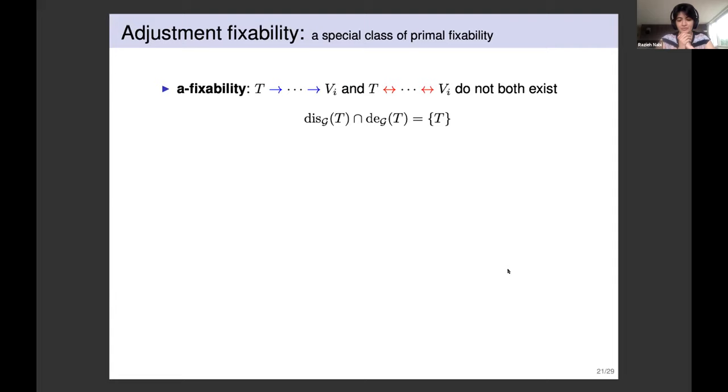Now we wanted to look at a special class of primal fixability that we call adjustment fixability. What is adjustment fixability? It basically says that not only is there no bidirected path from the treatment to any of its children, but there is no bidirected path to any of its descendants. So mathematically, what we mean is that the district of the treatment intersects with the descendants of the treatment only at the treatment itself. It's just because of how the descendants are defined, which include the treatment itself.